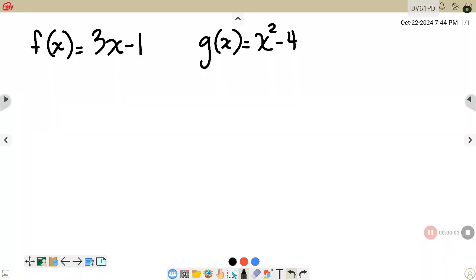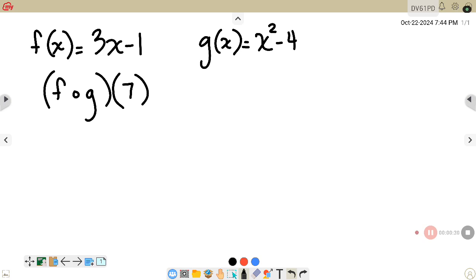In this video, we are going to be talking about the composition of functions. So we are going to be given two functions. In this case, f of x equals 3x minus 1 and g of x equals x squared minus 4. And we are going to find f of g of 7.